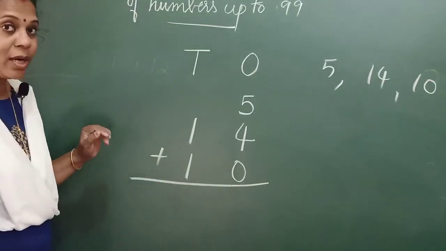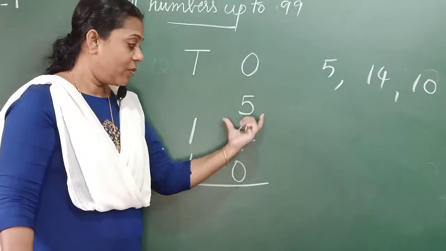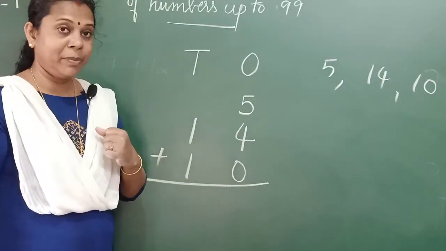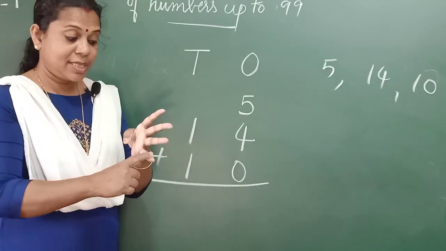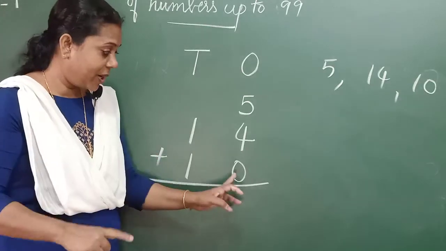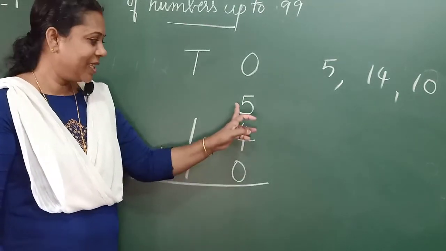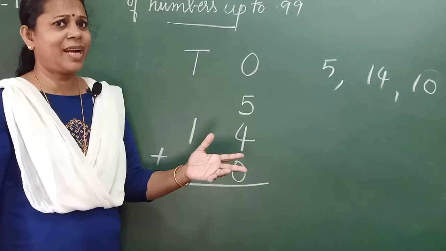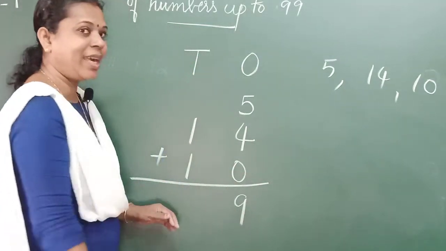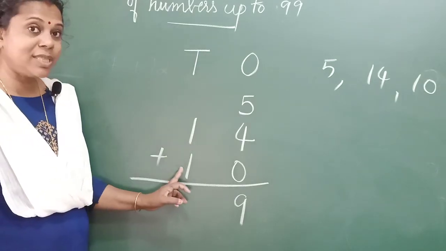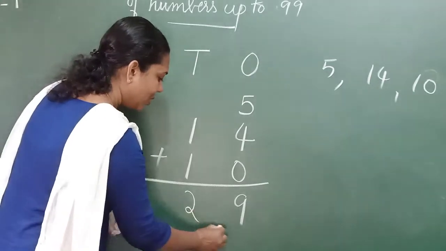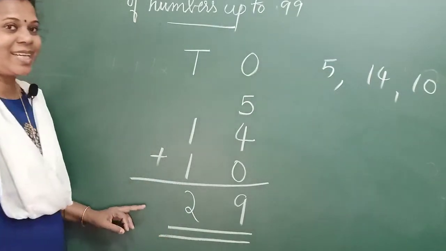So let us add. How do we add? Add the ones place digits together. Okay, 5 and 4. 5 in mind, 4 in finger, 5, after that 6, 7, 8, 9. And then we have one more digit, 0. Then 9 plus 0, any number added to 0 is the number itself. It is 9. Then we have only two digits here, 1 and 1. 1 plus 1 is equal to 2. So the answer is 29.